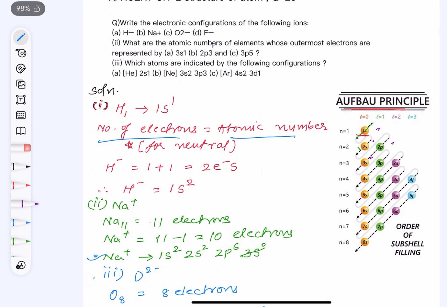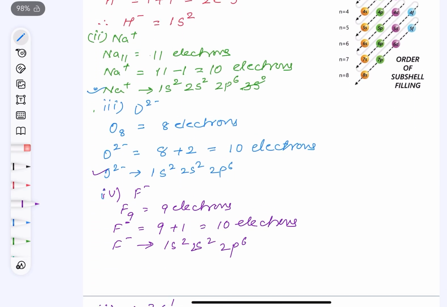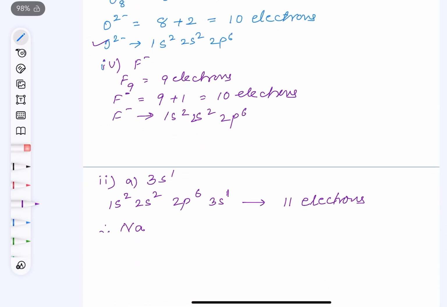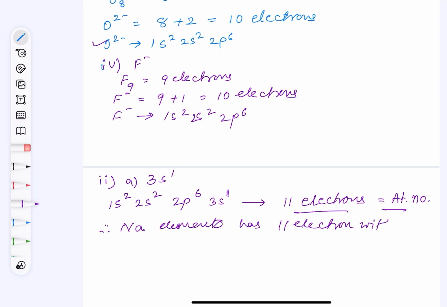Okay, they are asking you the atomic number. So it is sodium having atomic number 11. The atomic number is equivalent to your electrons only, students. So atomic number will be equal to the number of electrons, and therefore it is sodium element. Sodium element has 11 electrons with atomic number 11. Okay, atomic number 11.